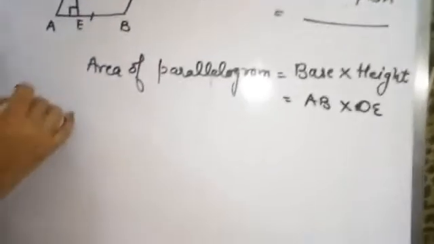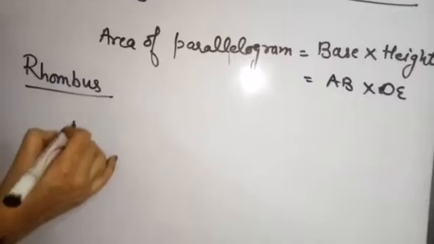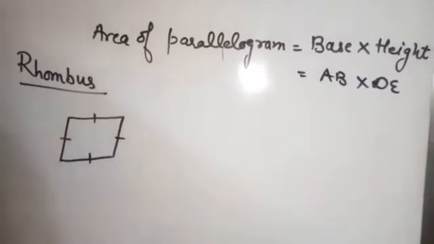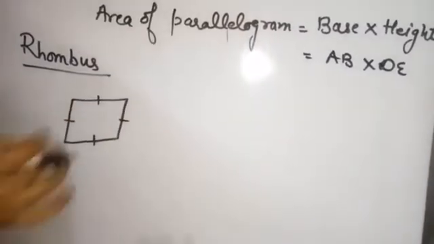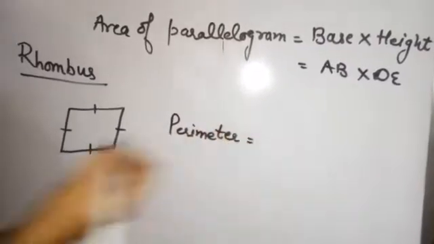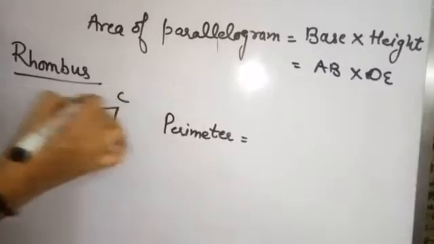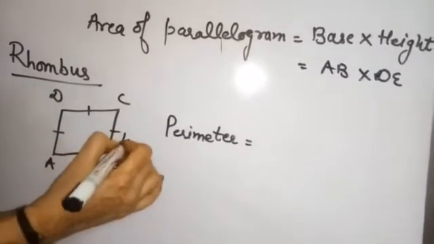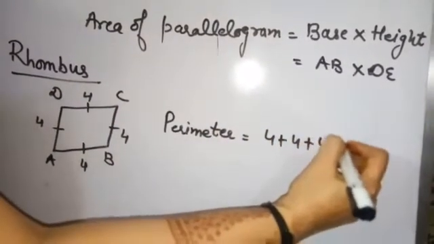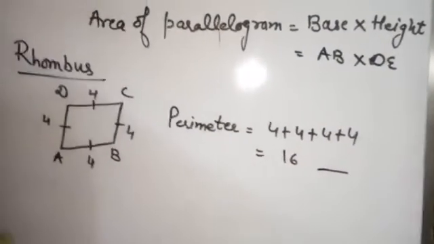Now the next figure which we will study is the rhombus. A rhombus is a parallelogram in which all sides are equal. Adjacent sides are equal, meaning all sides are equal. It is a parallelogram. Now the perimeter for this is again the length of the boundary of the whole figure. Suppose I am taking it as ABCD. If the sides are given as 4, all sides are equal, so the perimeter will be 4 plus 4 plus 4 plus 4, that is 16. The unit will be meter or centimeter, whatever is given to you.